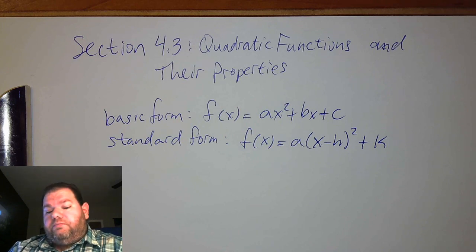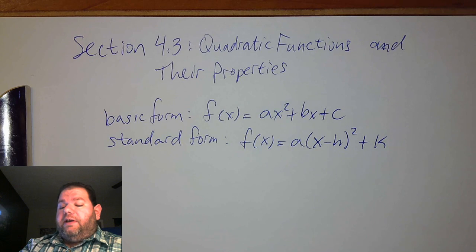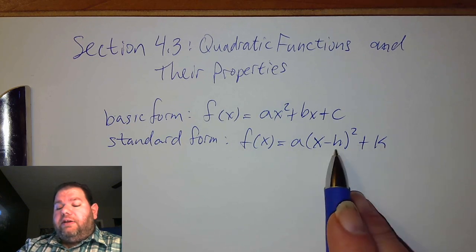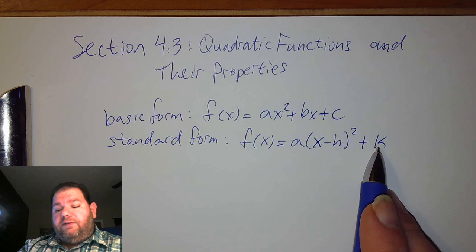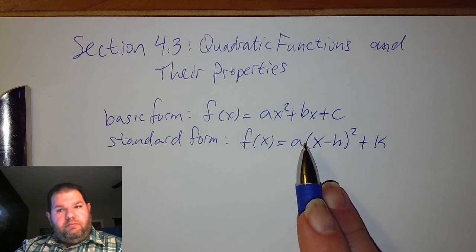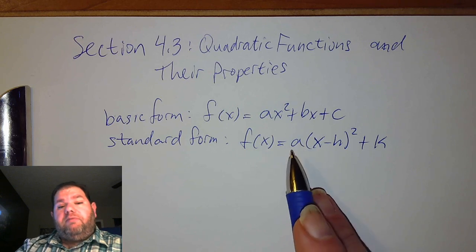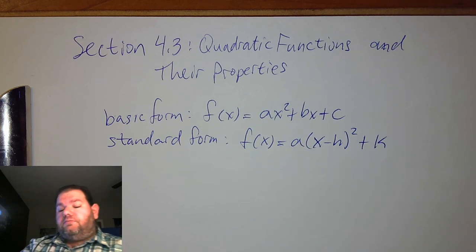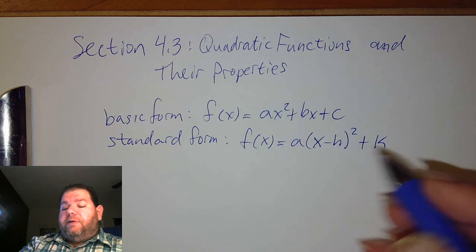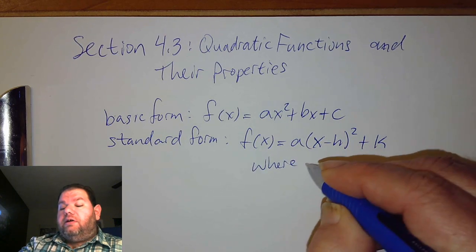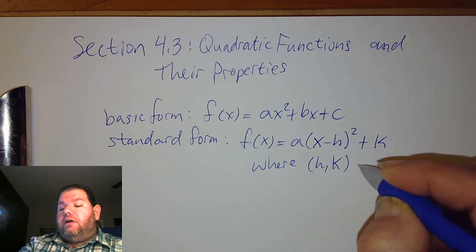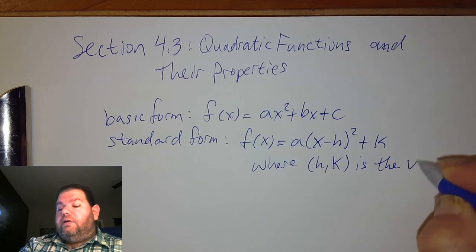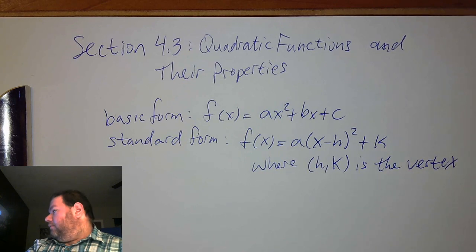Now, this is basically what we were looking at in the 3.5 lecture, because now we can treat h and k as horizontal and vertical shifts, and a as stretching or compression. If it's negative, it'll be a reflection also. But in the standard form, h comma k is the vertex.